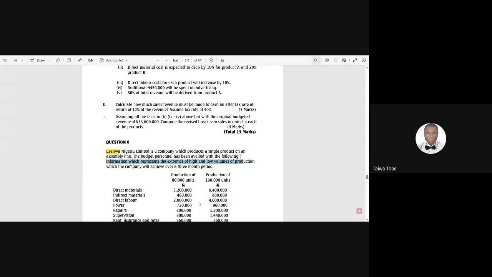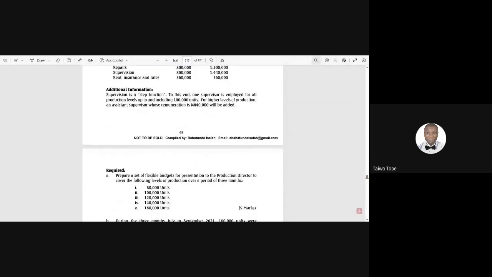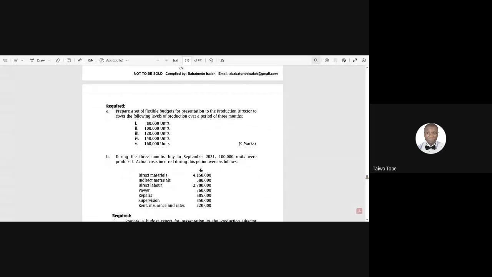You see production of 80,000 units, production of 160,000 units. In this question, what are you going to do? This is given to you. The question is now requesting you to do what? Prepare a set of flexible budgets for presentation to the production director to cover the following levels of production over a period of 3 months.